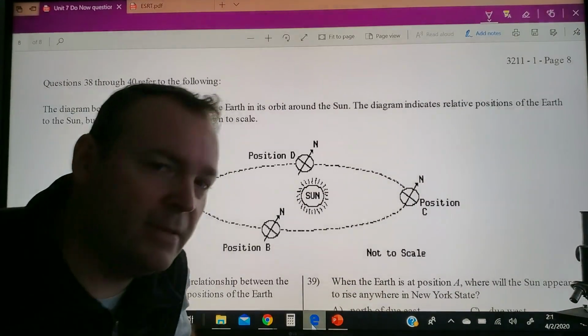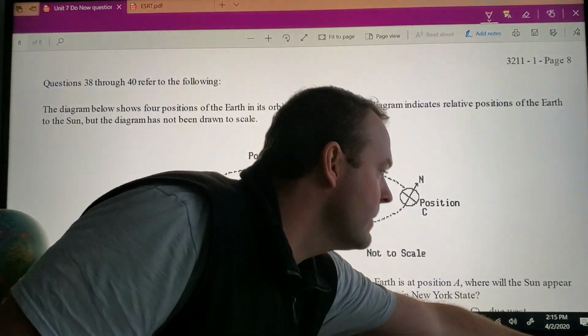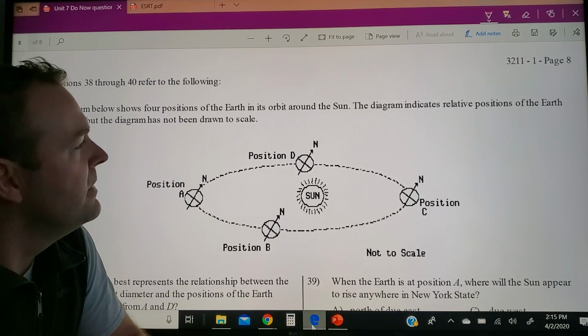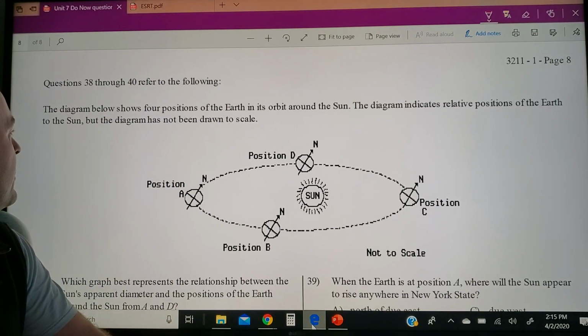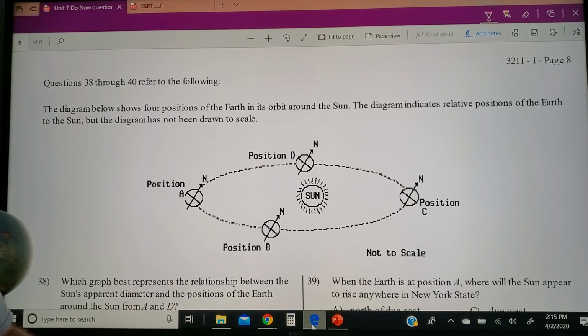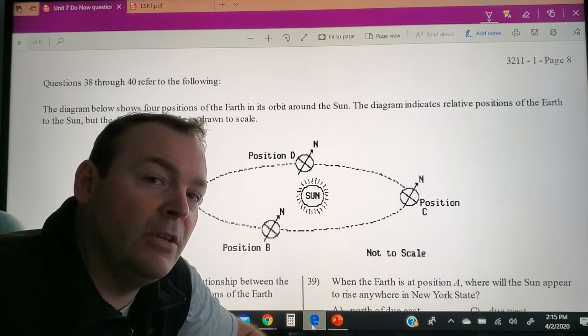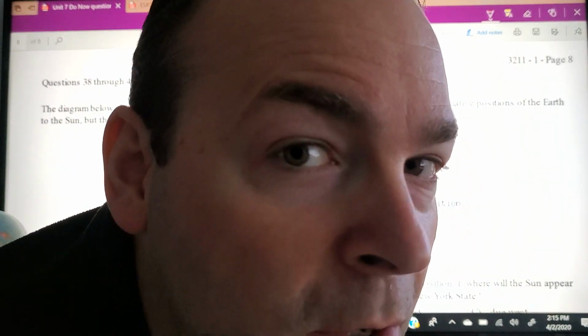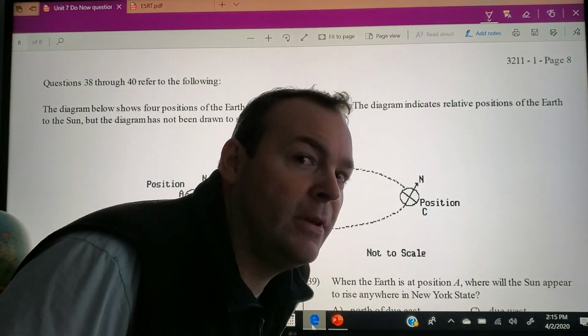All right. Hopefully you spent some good time on these. Let's check it out. For number 38, it says the diagram below shows position of the Earth in its orbit around the Sun. The diagram indicates relative positions of the Earth to the Sun, but the diagram has not been drawn to scale. So the first one here asks which graph best represents the relationship between the Sun's apparent diameter. Remember, that's how big something is relative to its size. I'm getting bigger because I'm closer, and now I'm getting smaller because I'm further.